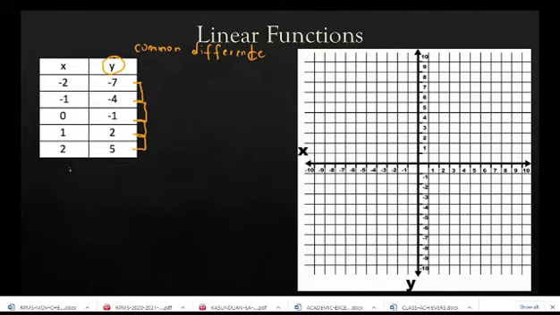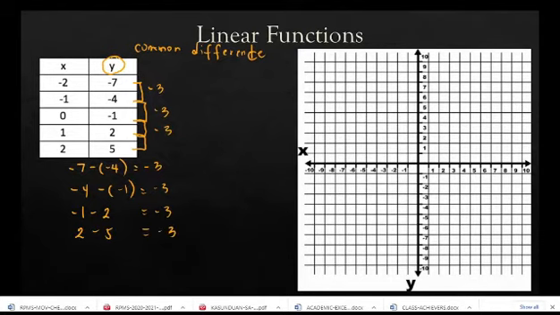So, we have negative 7 minus negative 4, which is equal to negative 3. And then we have negative 4 minus negative 1, which is also negative 3. And then we have negative 1 minus positive 2, which is also equal to negative 3. Next, we have 2 minus 5, which is equal to negative 3.